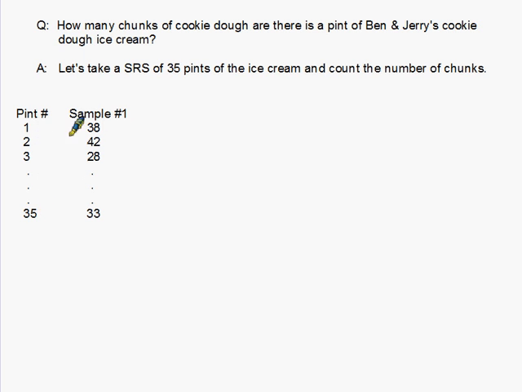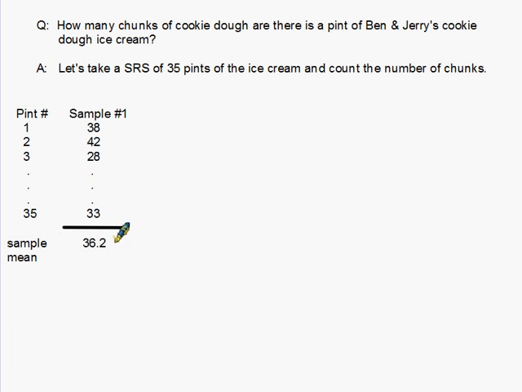All right, so pint number 1 has 38 chunks. Pint number 2 has 42 chunks, and 28, and all the way down, pint 35 has 35 chunks. And so you can see, as a manufacturing process, there's natural variation that we would expect. We could average all of these, and we could get a sample mean, which in this case is 36.2.